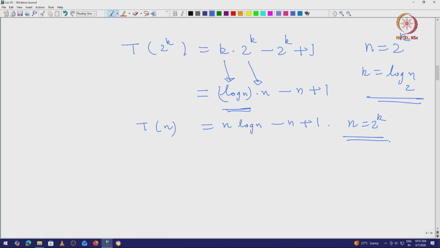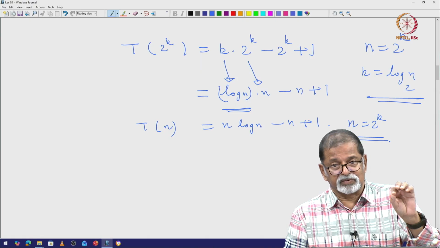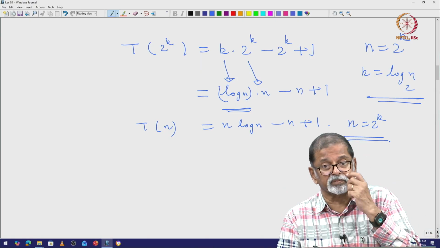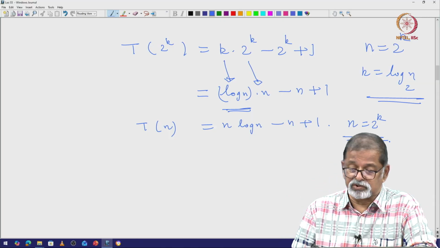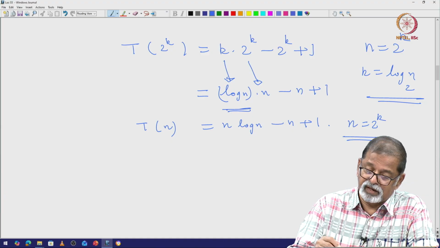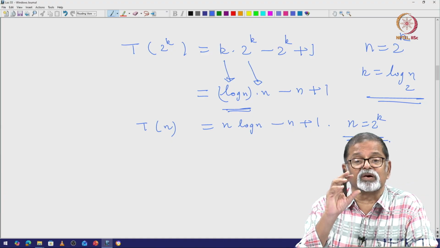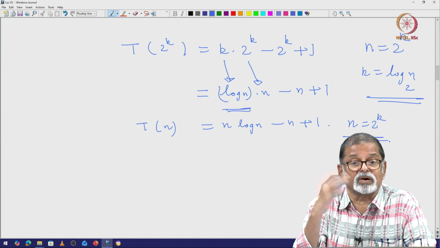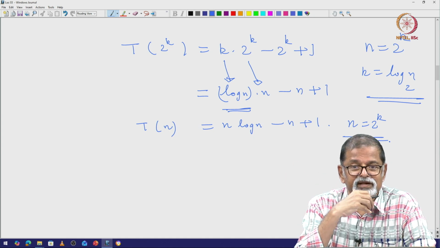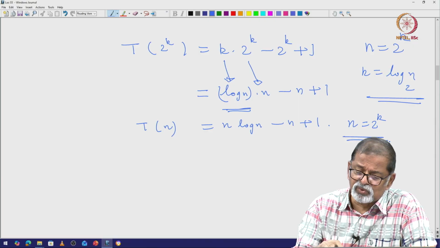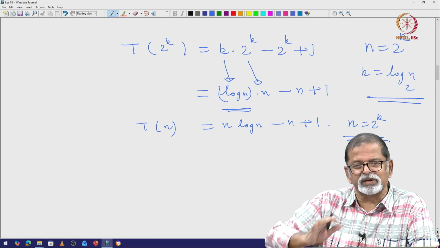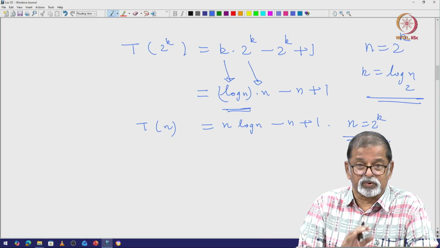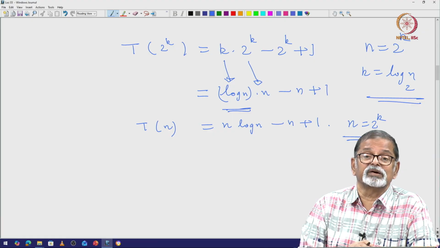I have a function T of n, its values are available for powers of 2, but I want the description of the function for all n. So, how do we extend something that I have derived for only powers of 2 for all values of n? The claim is T of n is going to have the same order, because we are interested only in upper bound. It will be of same order, provided the function does not have wild behavior.